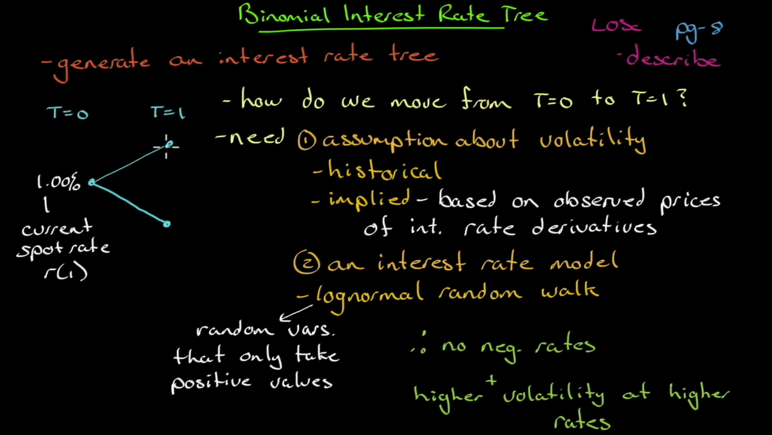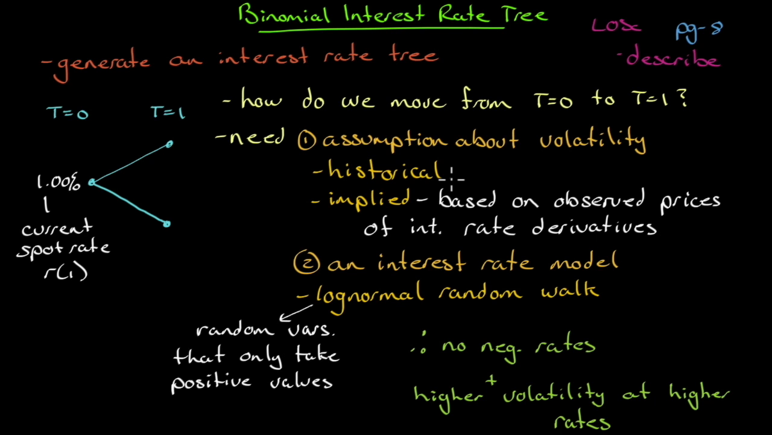At t equals 1, we're going to need some rates. How do we move from t equals 0 to t equals 1? Well, we need a couple of things. Number one, we need an assumption about volatility, because we've got to know, well, how high do we go? How low do we go? Well, what's our assumption about volatility? We can get that in two ways. We can look at historical volatility, and if we think that the future is going to look like the past, for the most part, volatility should stay constant, we can use that.